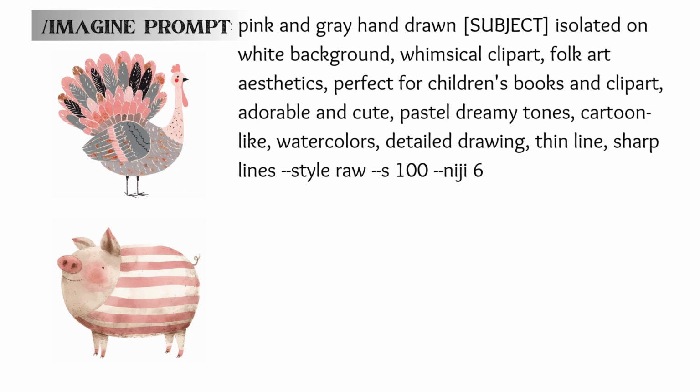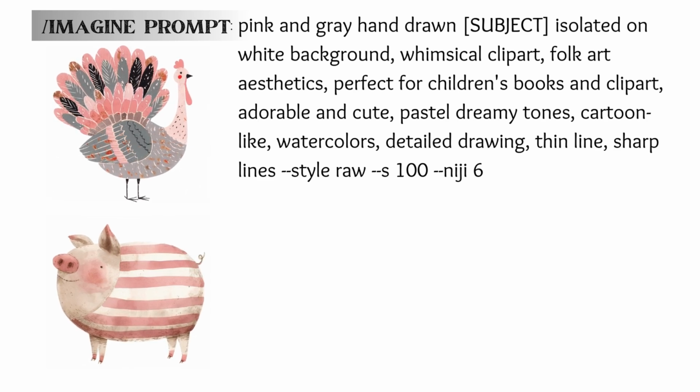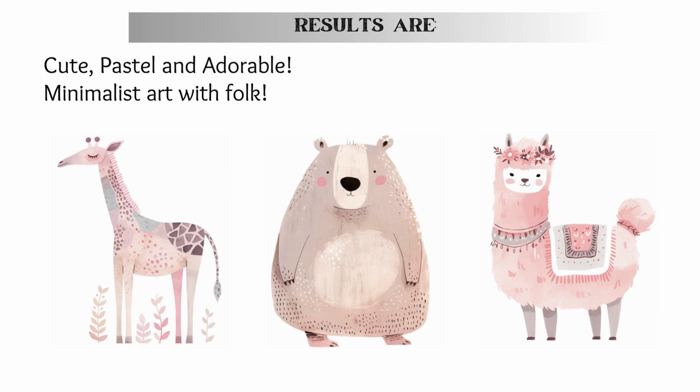Let's see the formula. Replace the variable subject enclosed in brackets with the noun you desire, for example, cow, and you're all set. The results are cute, pastel, and adorable.